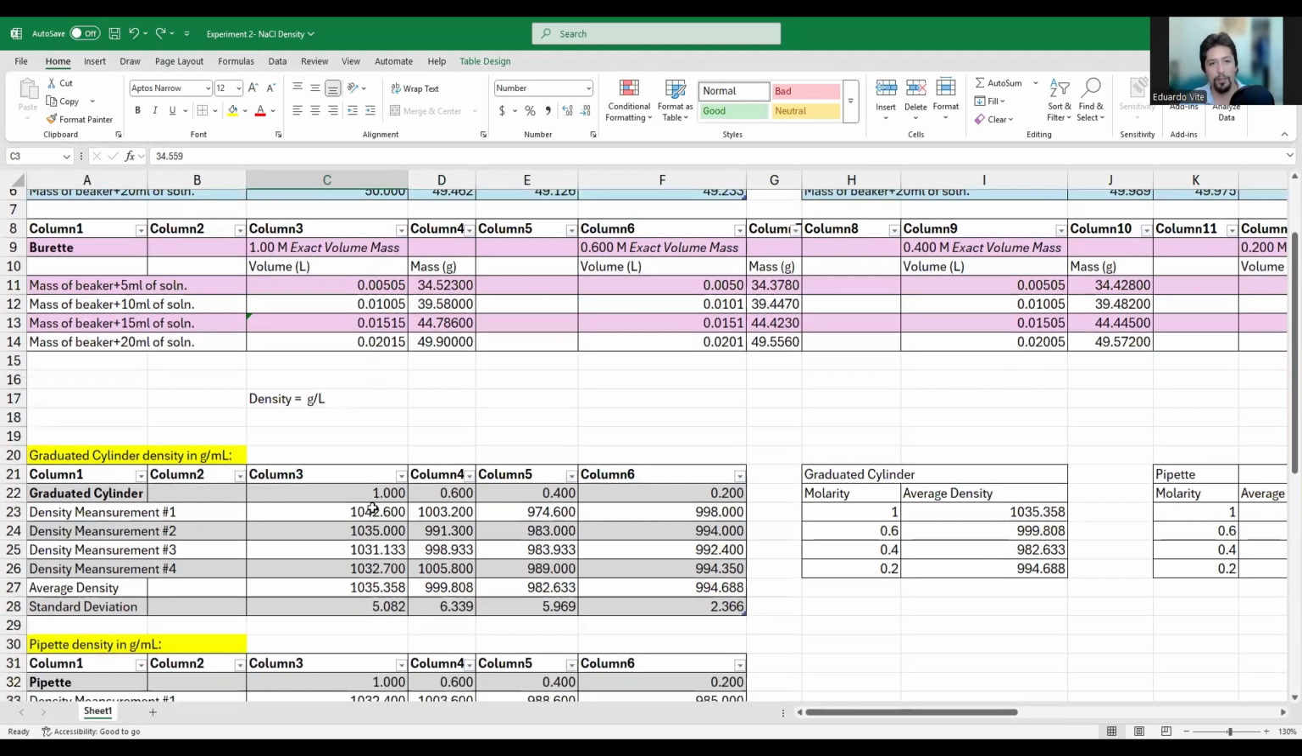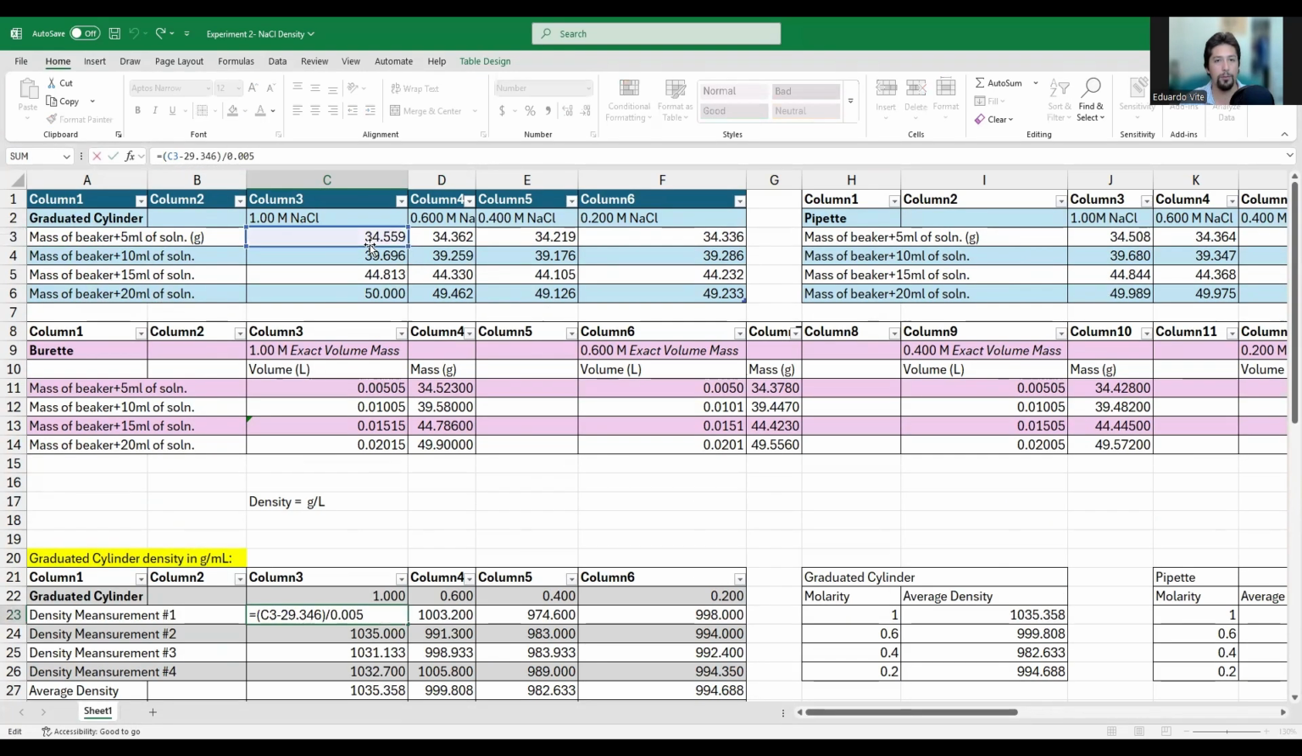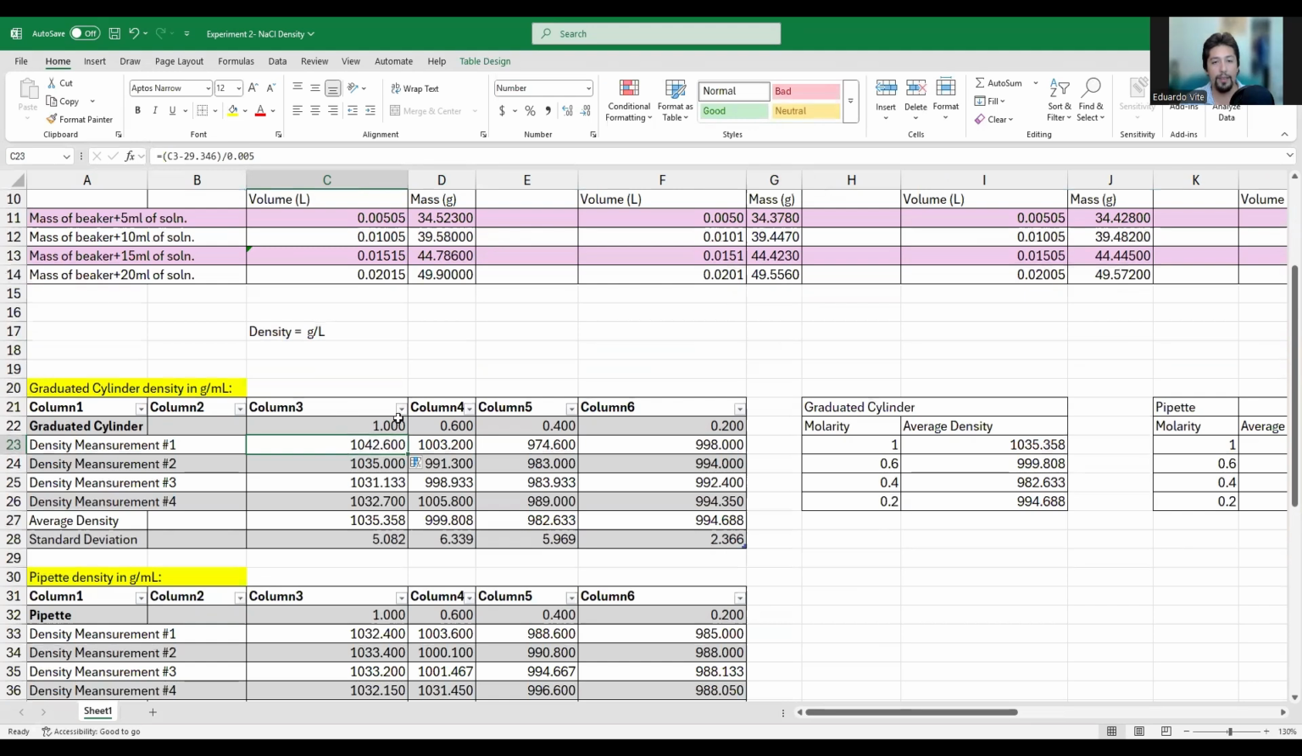So here you can see that this person already took the formula C3, which is going to be right here, the mass from the graduated cylinder column. They subtract the mass of the empty beaker. You can see that's what this number is right there. And you divide it by the volume. And then you fill it in. It automatically fills in. And that is going to be in grams per liter.